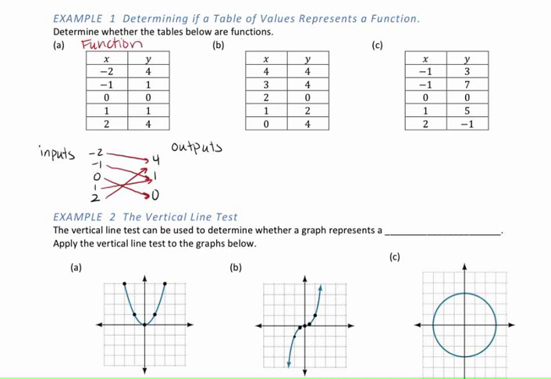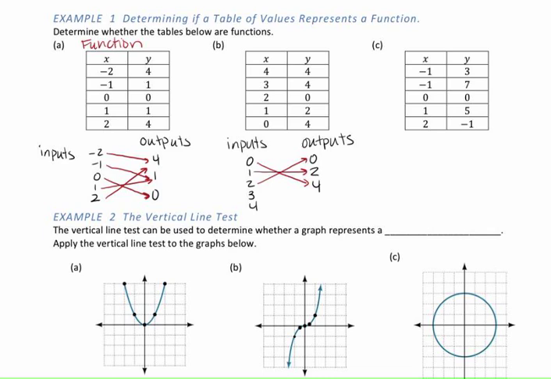Now let's look at part B. I'm going to draw a little set of inputs and outputs. So let me scooch this word out of the way. There we go. So I have my inputs and my outputs. I have 0, 1, 2, 3, 4, and I have 0, 2, and 4. Let's start with 0. 0 leads to 4. 1 leads to 2. 2 leads to 0.